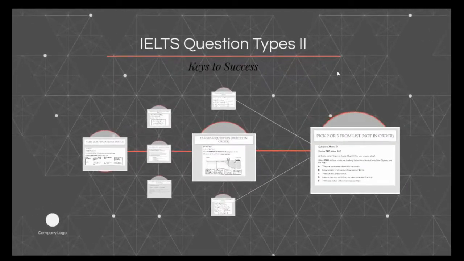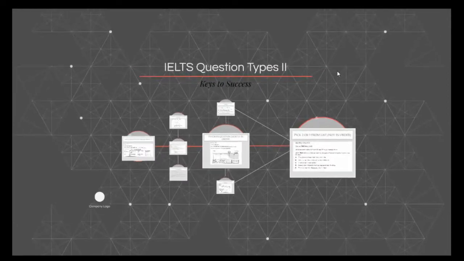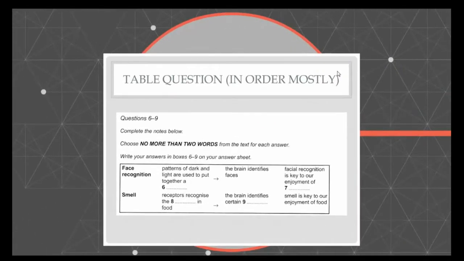All right, so let's take a look at what we're looking at first for the question types. We have our table question. This is a question that sometimes looks like this. You'll have a table. Sometimes there'll be a box, some box squares. But basically, this question goes in order, but this is called a table question.